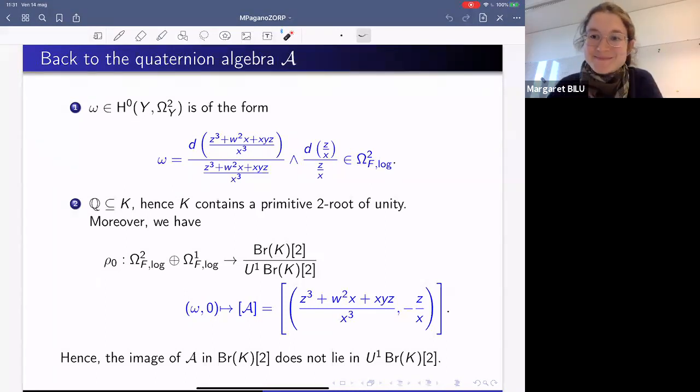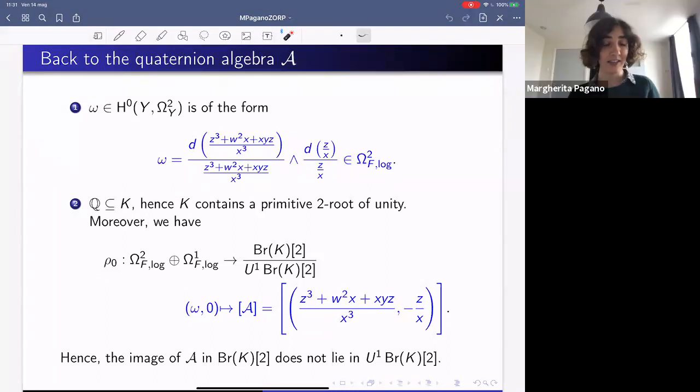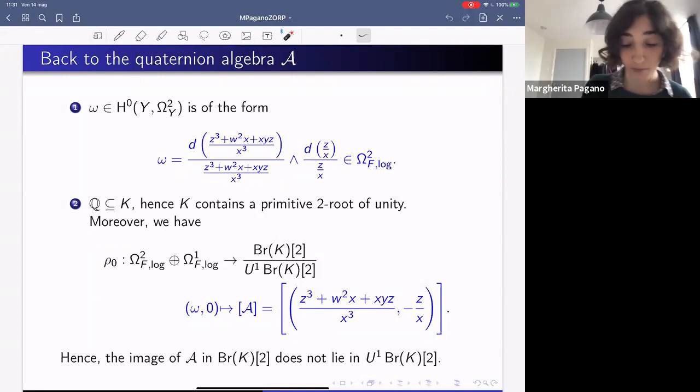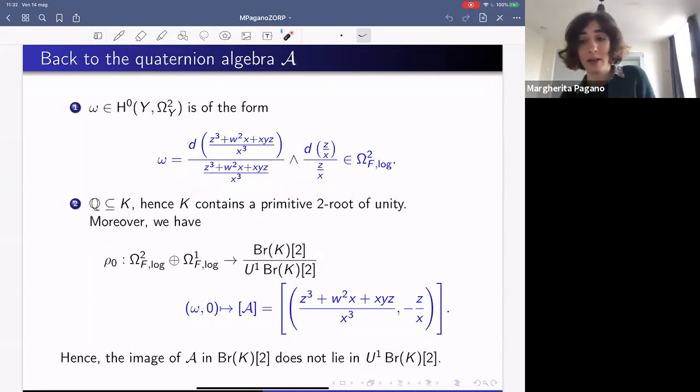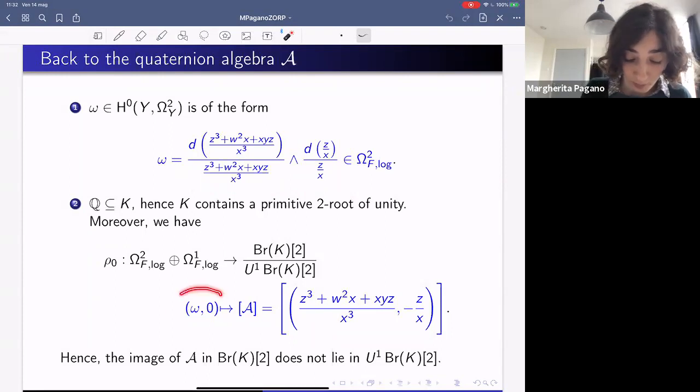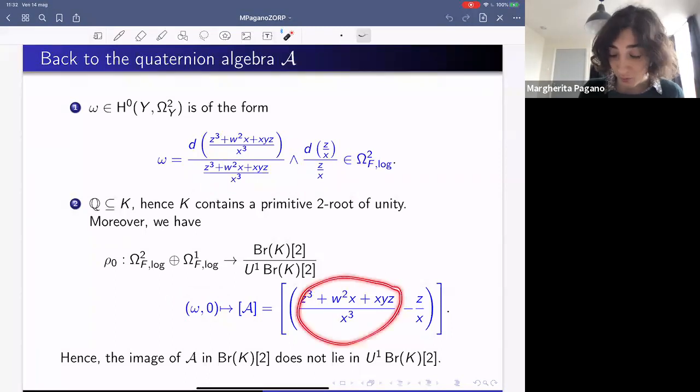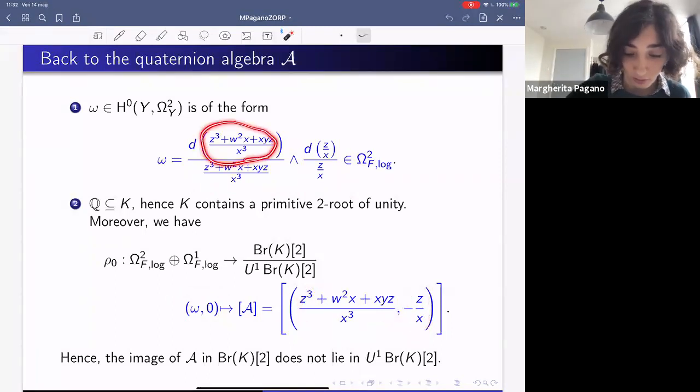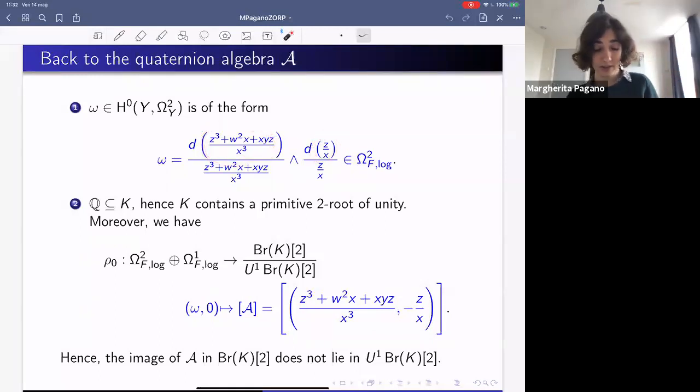Thank you. Okay, thanks. So why is this related to the quaternion algebra A? It is because, like I already told you, we can write omega in the following form. So omega can be seen as a logarithmic 2 form on the function field of F. And we see that this isomorphism rho 0 sends the couple omega 0 to the class of our quaternion algebra A, because these are just two lifts of this function on K. And so these things are related to each other in the following way.